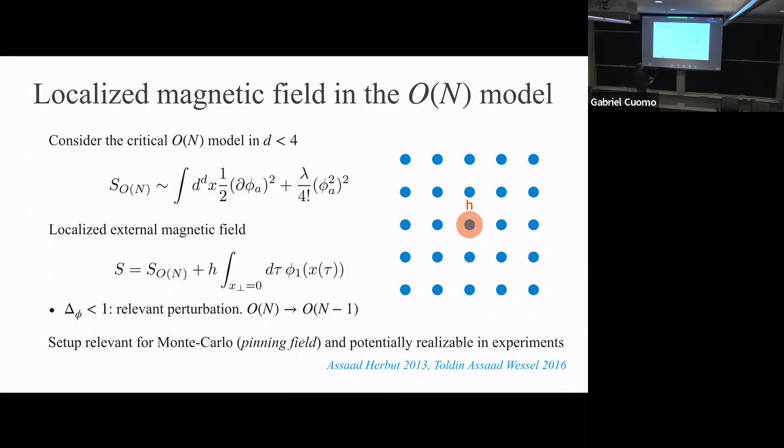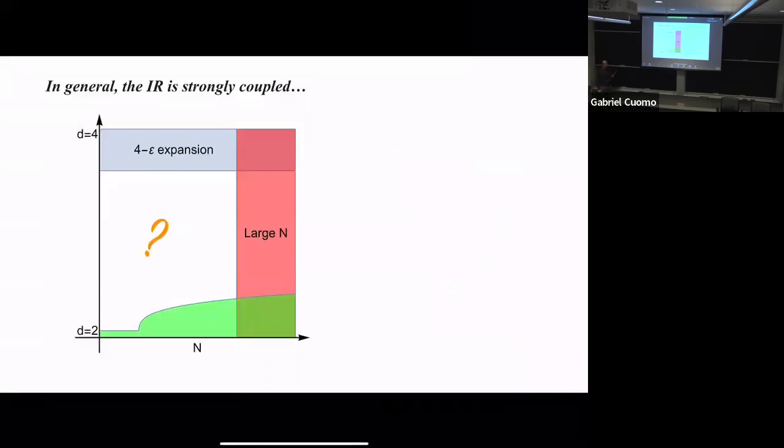Now, we said this setup has been studied in Monte Carlo and also in some experiments. And Monte Carlo is particularly useful because, when you approach the transition point from the ordered phase, this magnetic field tells you where your lattice will align in the ordered phase. So it allows you to augment precision in the measurement of the critical exponent. So there is some application of this thing, it's called the pinning field. But okay, so what can we do?